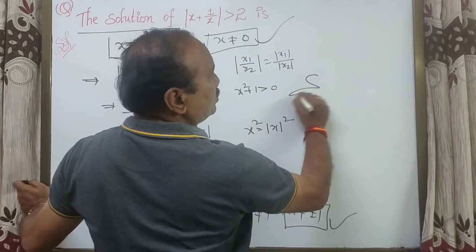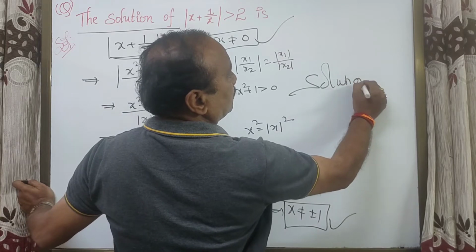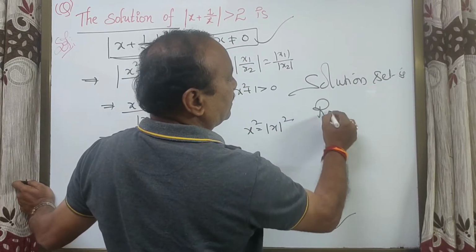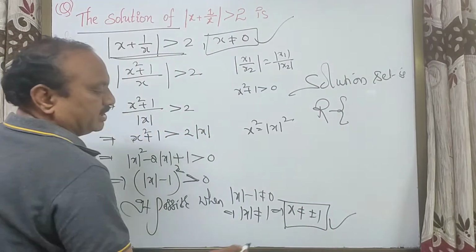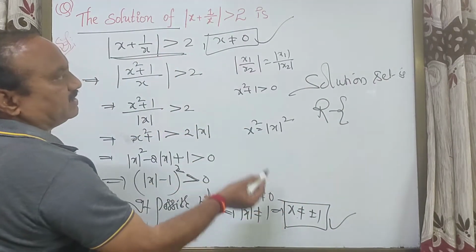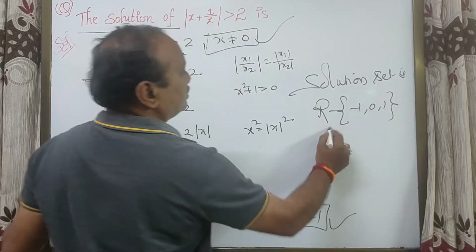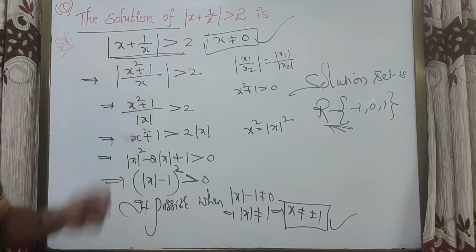So, solution set is R minus, remove the undefined values. So minus 1, 0, 1. So this is the solution set of this inequality.